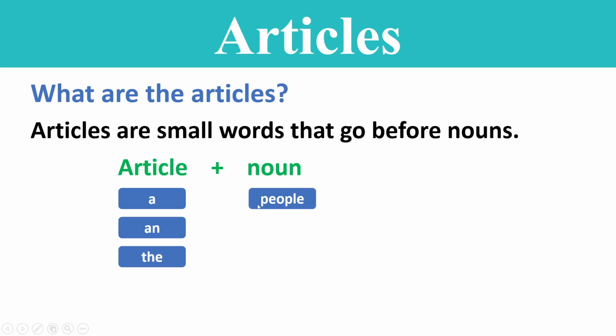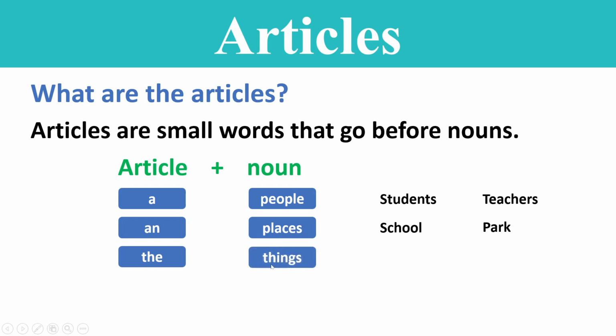Nouns can be people, like students, teachers. Nouns can be places, like school, park. Nouns can be things, like book, car, and nouns can be animals, like cat, mouse. Very easy and very simple. Use an article before a noun.